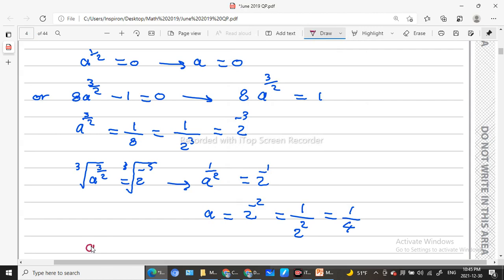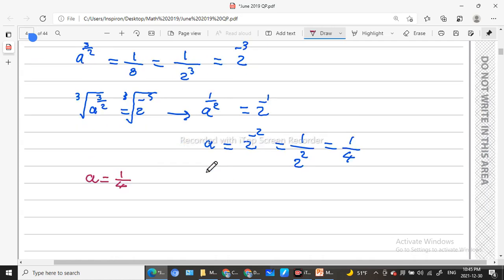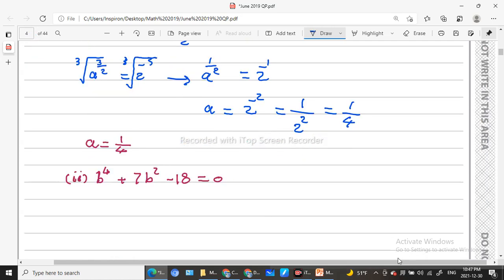So a equals 1 over 4. Now part (ii), solving this equation: b to the 4 plus 7b squared minus 18 equals 0.